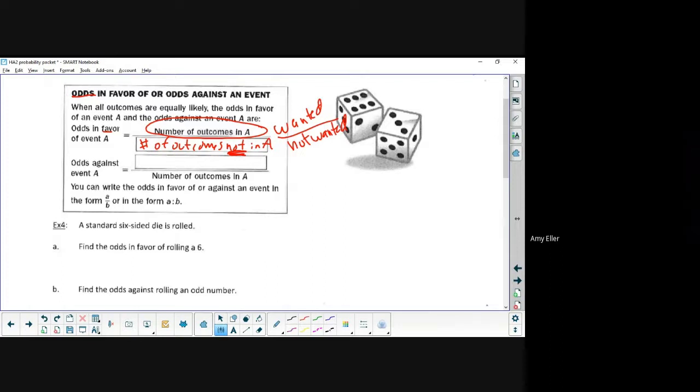Odds against is just the fraction flip. So you take the fraction and flip it. So number of outcomes not in A over the outcomes in A, or not wanted over wanted.